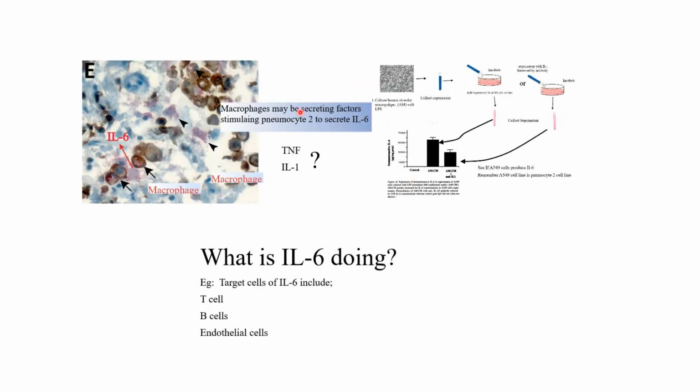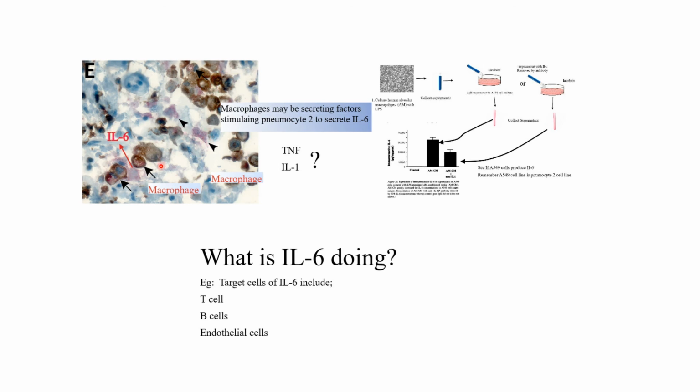And there may be a bridge between these results and our histological findings. So the macrophages here may be secreting factors that stimulate type 2 pneumocytes to secrete IL-6. They're doing it here to a cell line, which is very similar to type 2 pneumocytes. Chances are these macrophages could well be pouring things onto this pneumocyte 2 to make it give out IL-6.